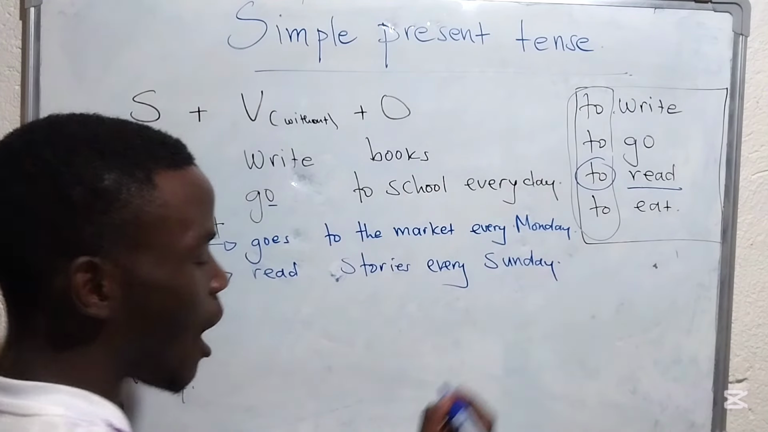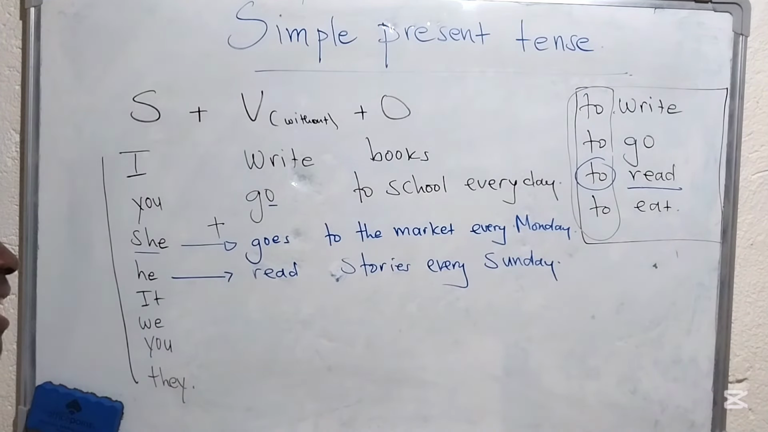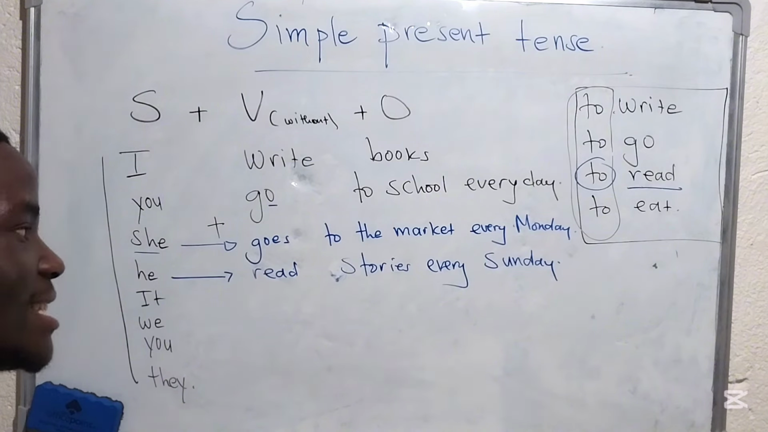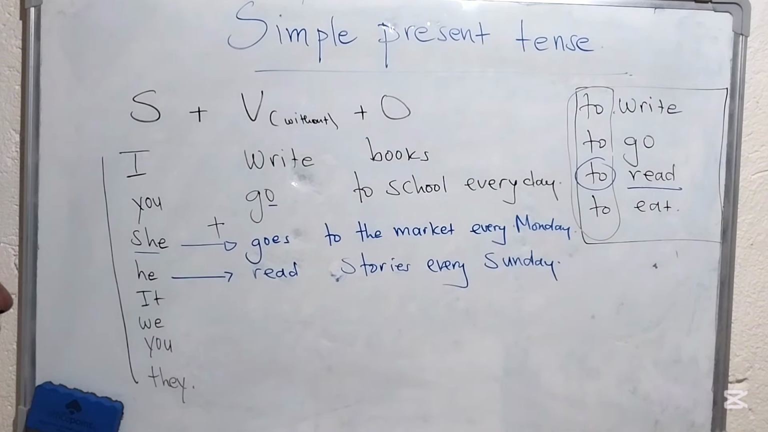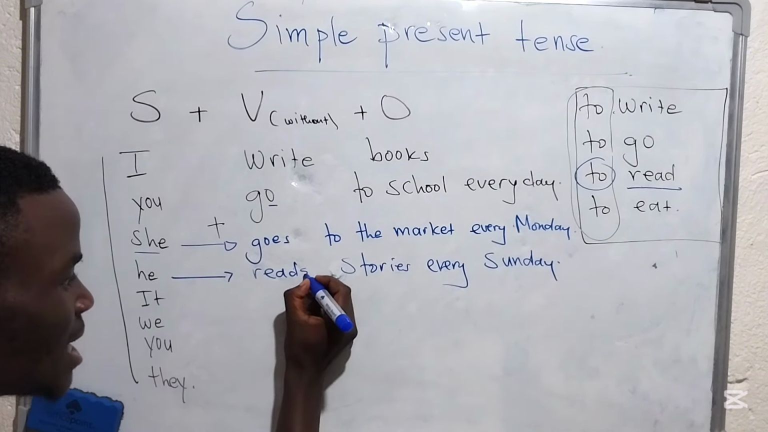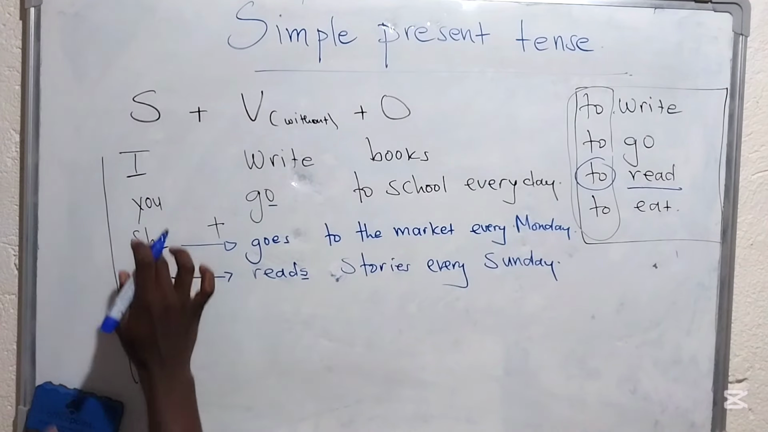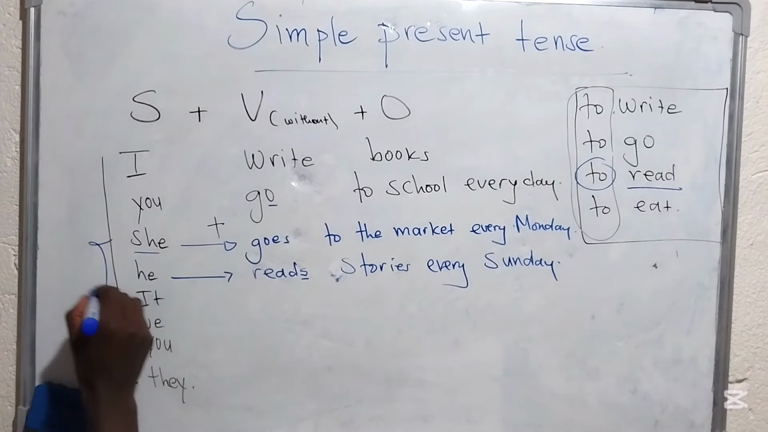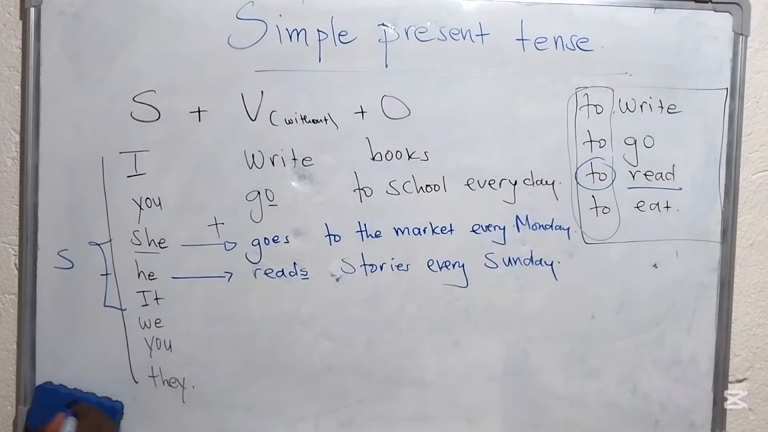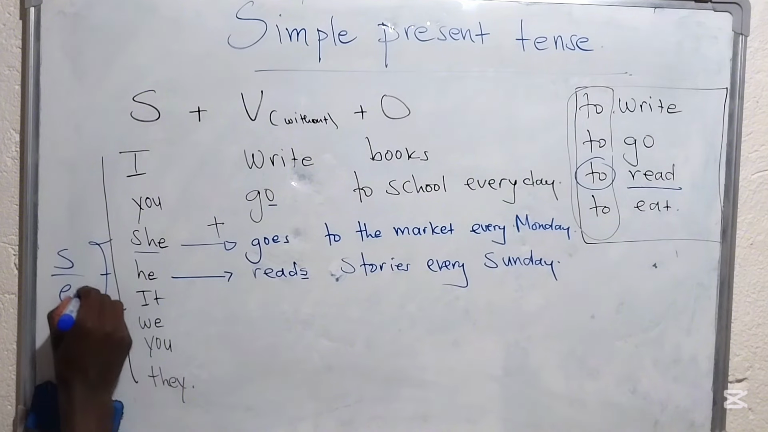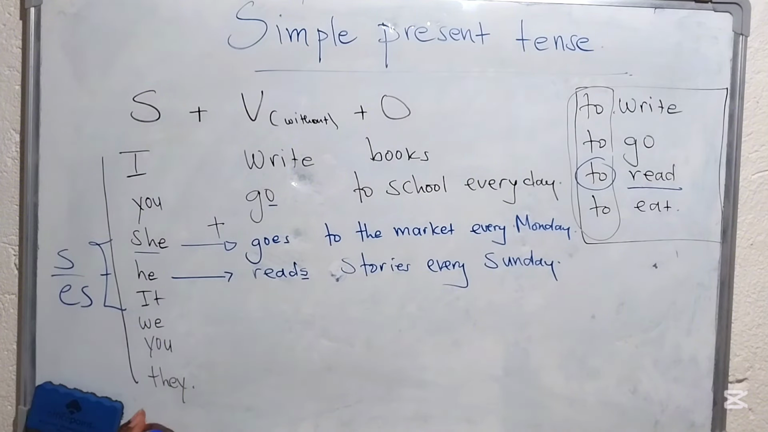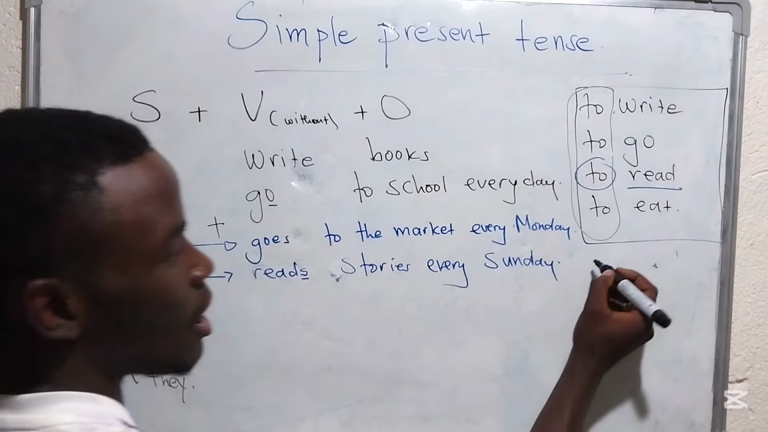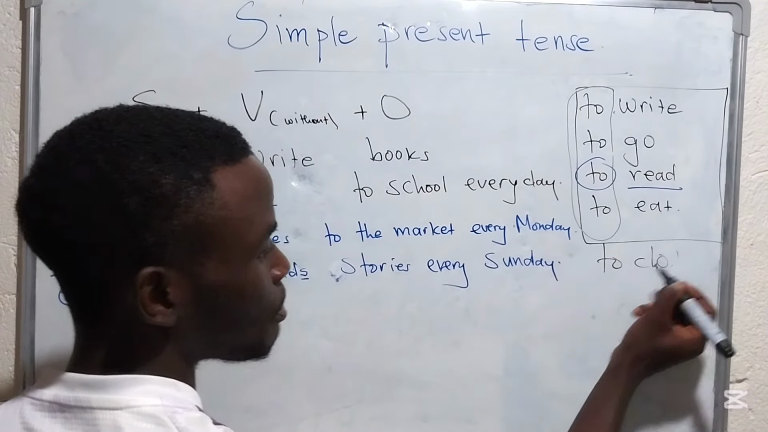Bumva ari ibintu ahora akora ku cyumweru. He reads stories every day. Stories ni inkuru. He reads, we add s because ni kuri he. She na he na it kongeraho s iyo verb iherwa n'ingombajwi, hanyuma tukongeraho es iyo verb iherwa n'inyajwi like verb to go, verb to do also. Verb to do ivuga gukora.